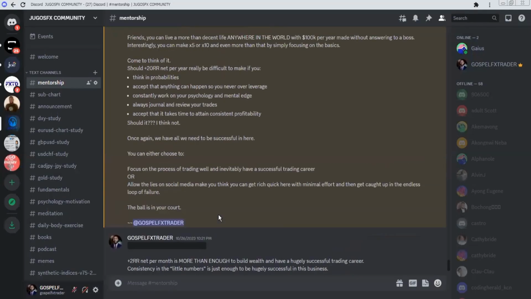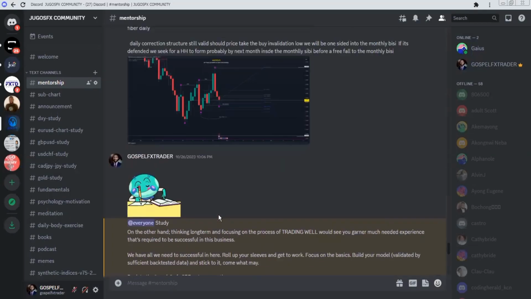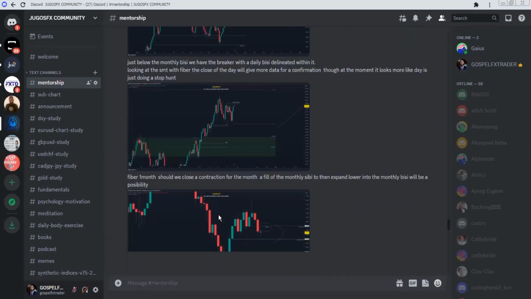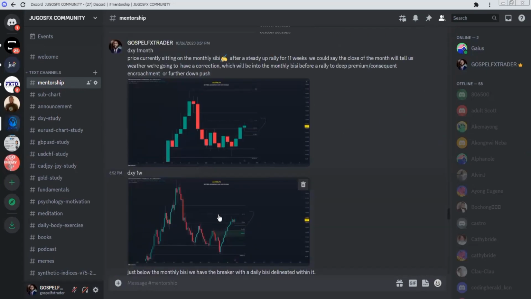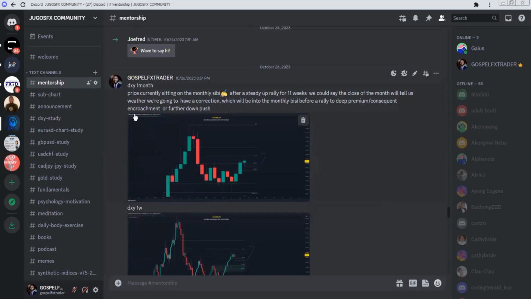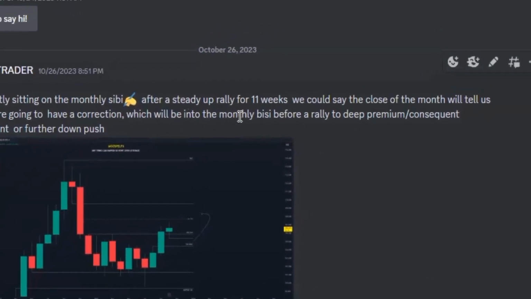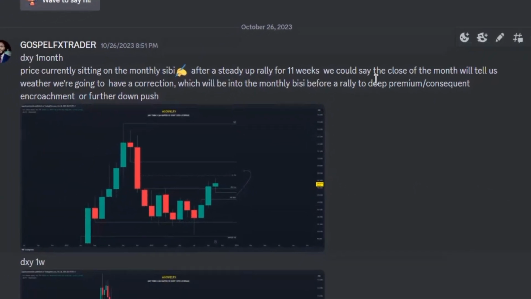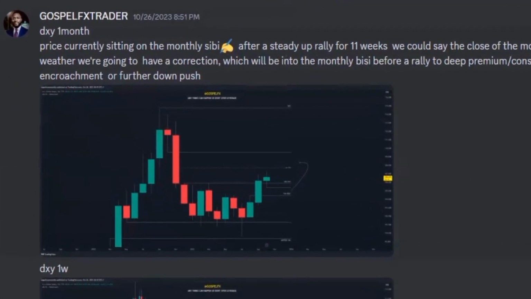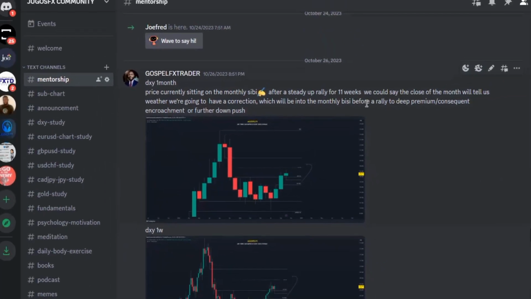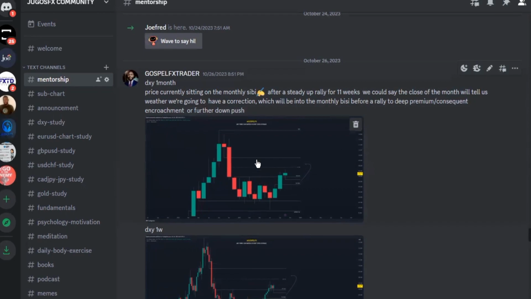Let's follow the analysis that I did last week, to see if I was able to catch this AMD pattern. Now, we had a top-down analysis starting right from the dollar index, which you can see from here. The DXY price is currently sitting on the monthly CB after a steady up rally for 11 weeks. We could say the close of the month will tell us whether we are going to have a correction into the monthly BC, before a rally to deep premium, consequent encroachment, or a further down push.